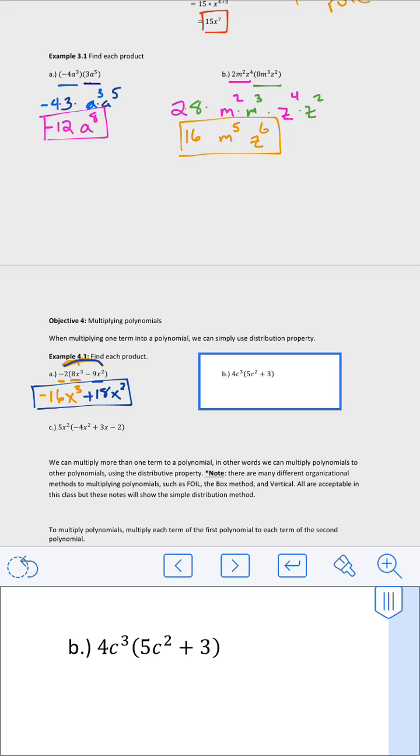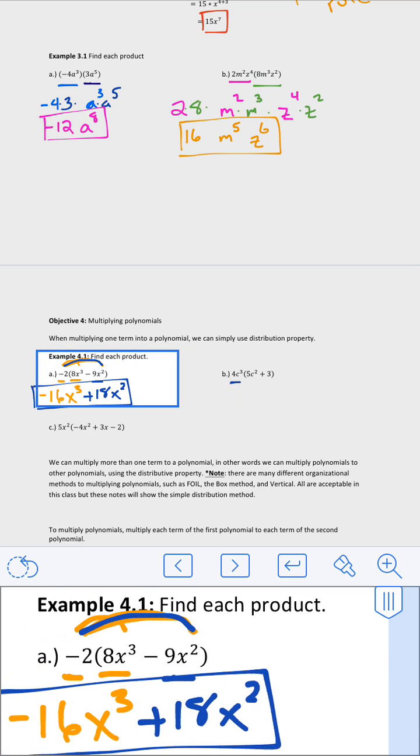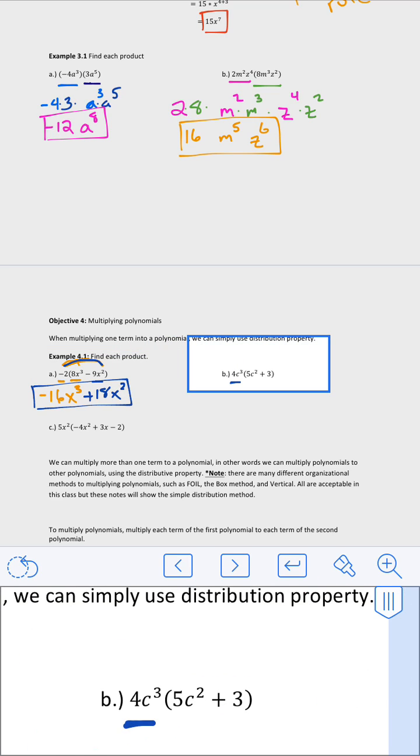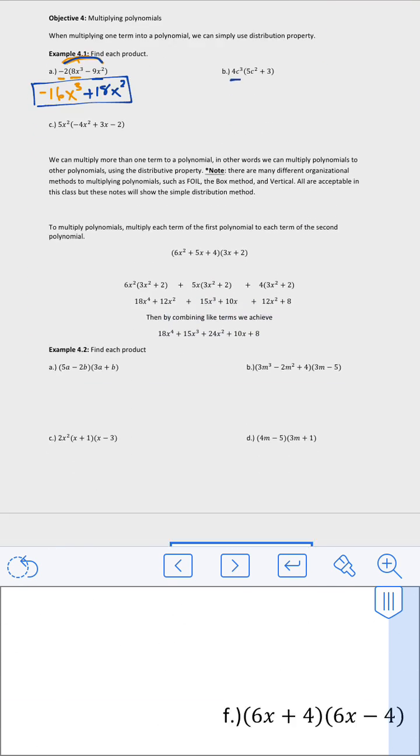Okay, so same thing goes for if you're multiplying by something with a variable, right? Remember I said before, variables really think they're cool. They're really not that cool, right? They're really just numbers we don't know yet. They have to follow every single same rule, right? So if you can multiply a negative 2 in, you can multiply a 4c cubed in. That's all you need to know.